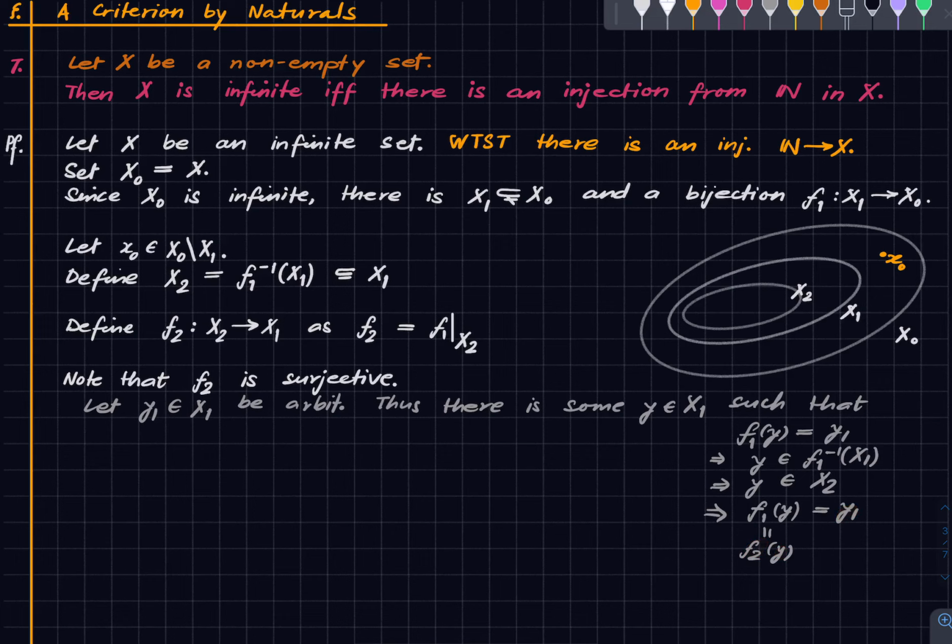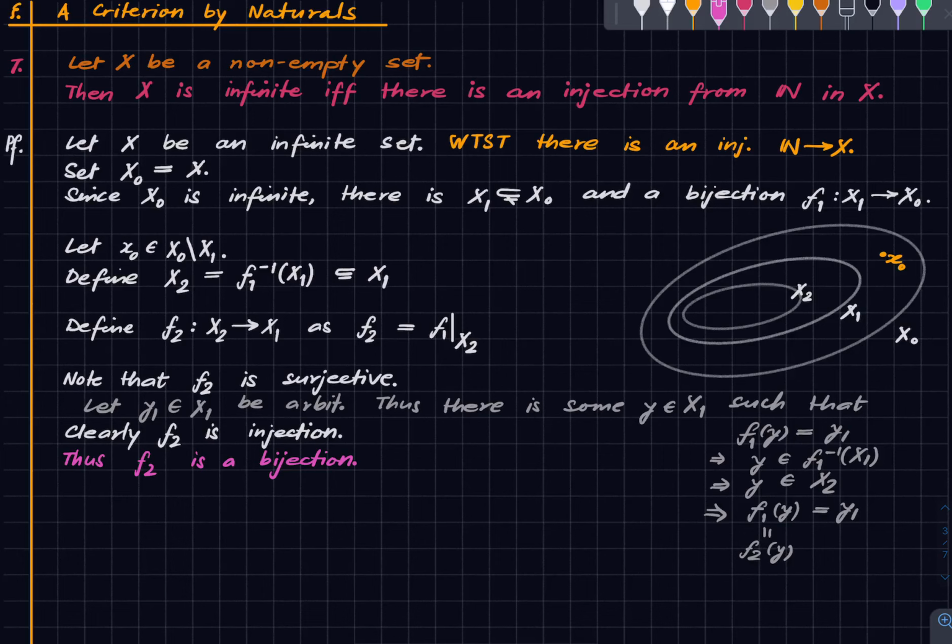Injectivity of F2 is clear because after all F2 is the restriction of an injective map, namely F1. So F2 is also injective, being the restriction of an injective map. And we conclude that this is a bijection. So thus F2 is a bijection. Okay, that much we have.